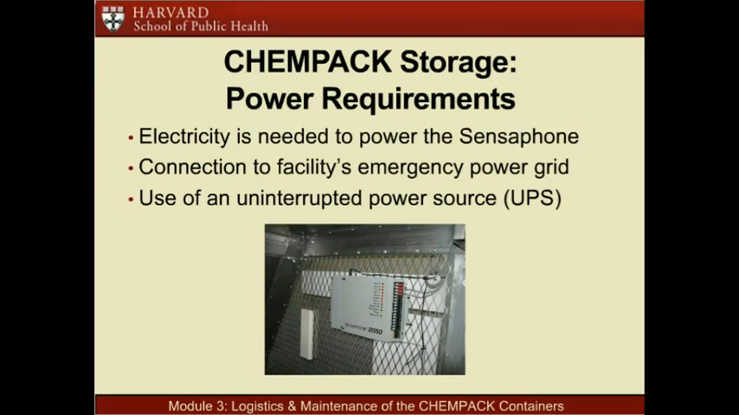Each container must be connected to the host facility's emergency power grid. This way, in the event the facility loses power, electricity to the CHEMPACK container would be immediately restored when the host facility's emergency power source is activated. Alternatively, a CHEMPACK container could be in line with an uninterrupted power source, or UPS. This would also ensure that the power to the container is maintained should the host hospital experience a power failure.